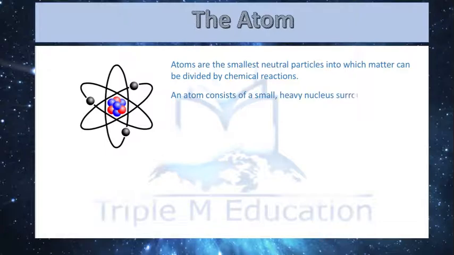The diagram shows a 2D representation of an atom. The nucleus is the blue and red balls in the middle, and the three black balls whizzing around it represent the electrons.